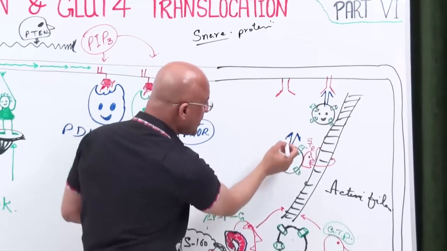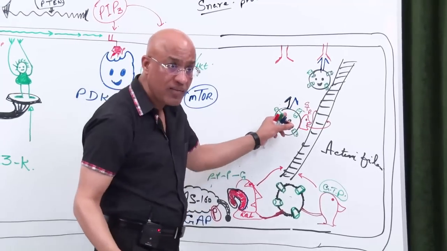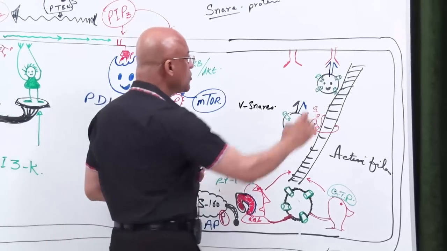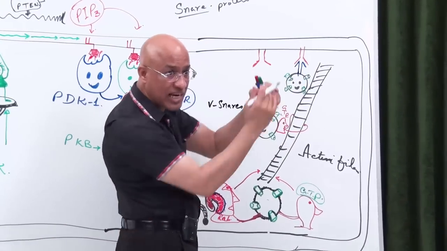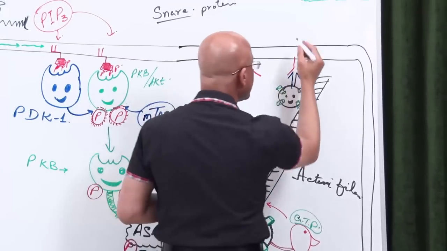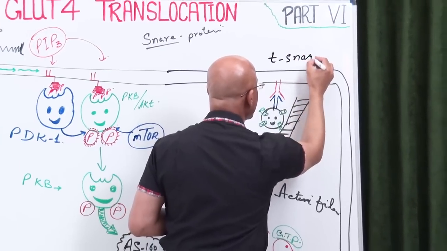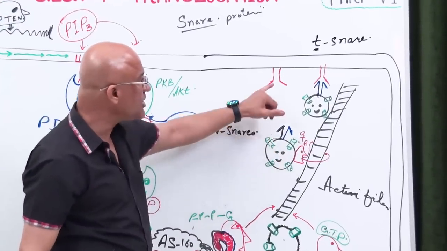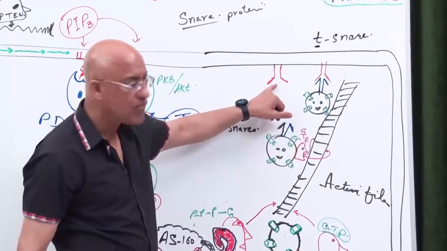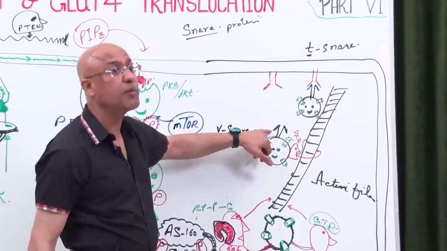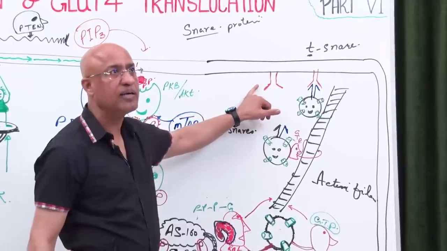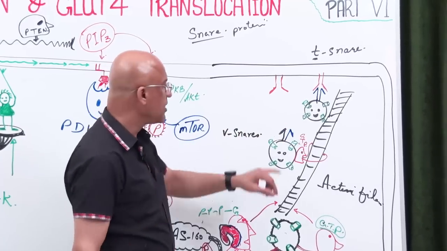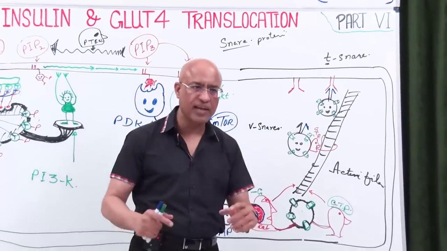Now what really happens? These are vesicular hookers or vesicular SNARE proteins, or we call them V-SNAREs, which are present on the vesicle. And this was present on the target membrane, the target membrane where V-SNAREs should get hooked. So what are these called? T-SNAREs, T for target. So we say V-SNARE proteins are present on vesicles and T-SNARE proteins are present on the target membrane. V-SNARE proteins are like synaptobrevin and T-SNARE proteins are like syntaxin. There are many of them discovered, but the basic concept is that on the vesicle there are V-SNAREs and on the target membrane there are T-SNAREs.